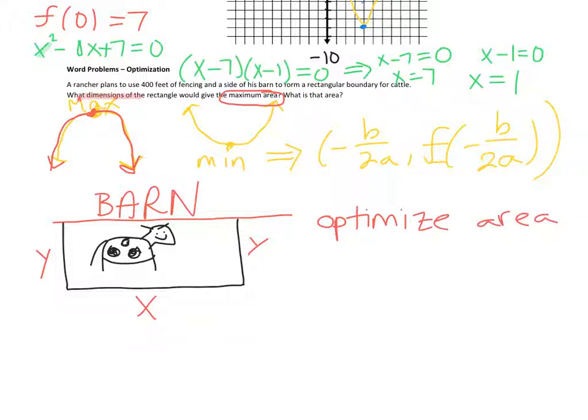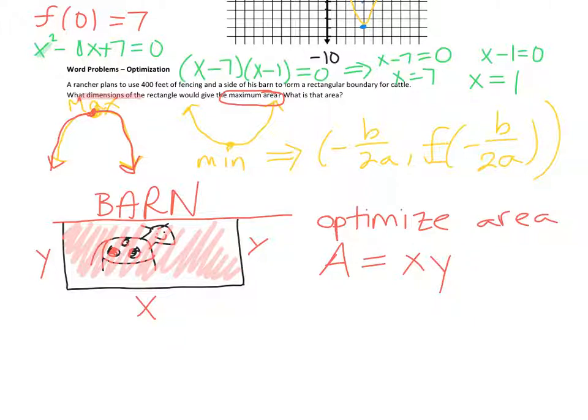So we know that the area of the space for the cows is going to be the area of a rectangle. Length times width, or in our case, x times y. All right, so we have two variables, unfortunately. And when we're optimizing or trying to graph a quadratic, we only have one variable. So we have to figure out how to change x into y or y into x, something like that.